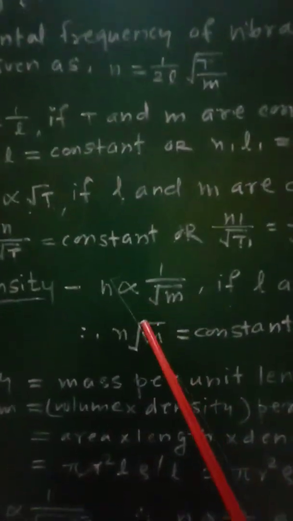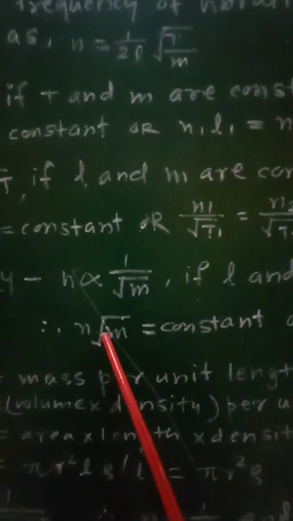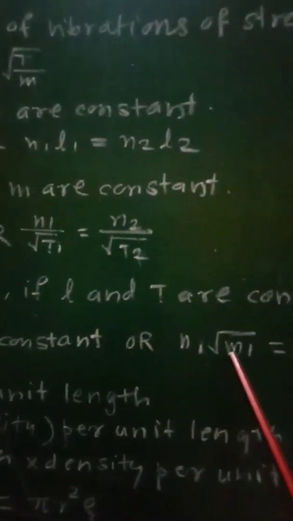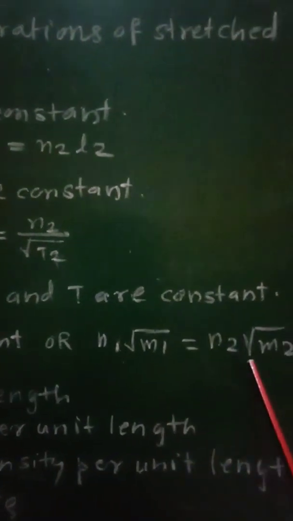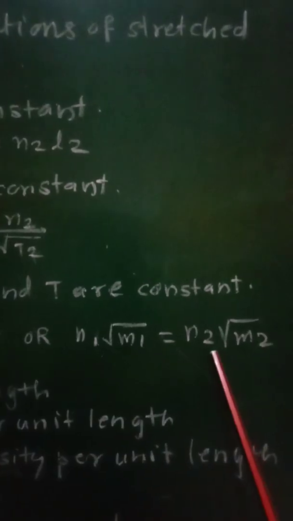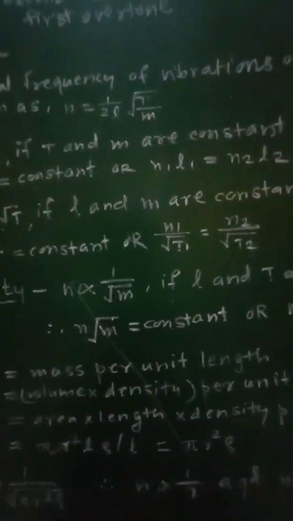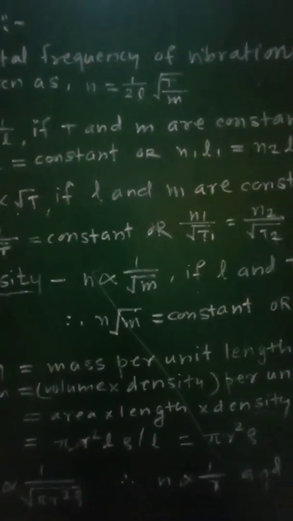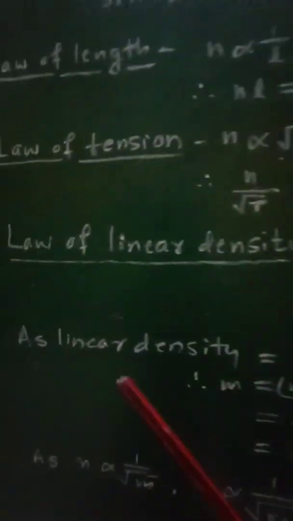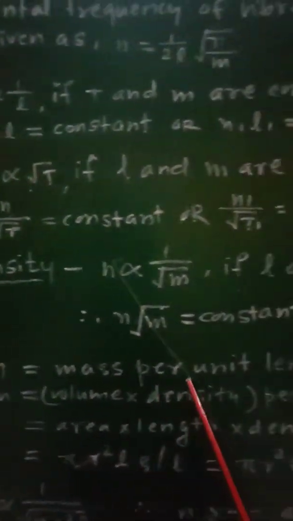From this we can write n into root M must be equal to constant, or n1 root m1 must be equal to n2 root m2. Now from this third law, that is law of linear density, we can extend and we will achieve two more laws.